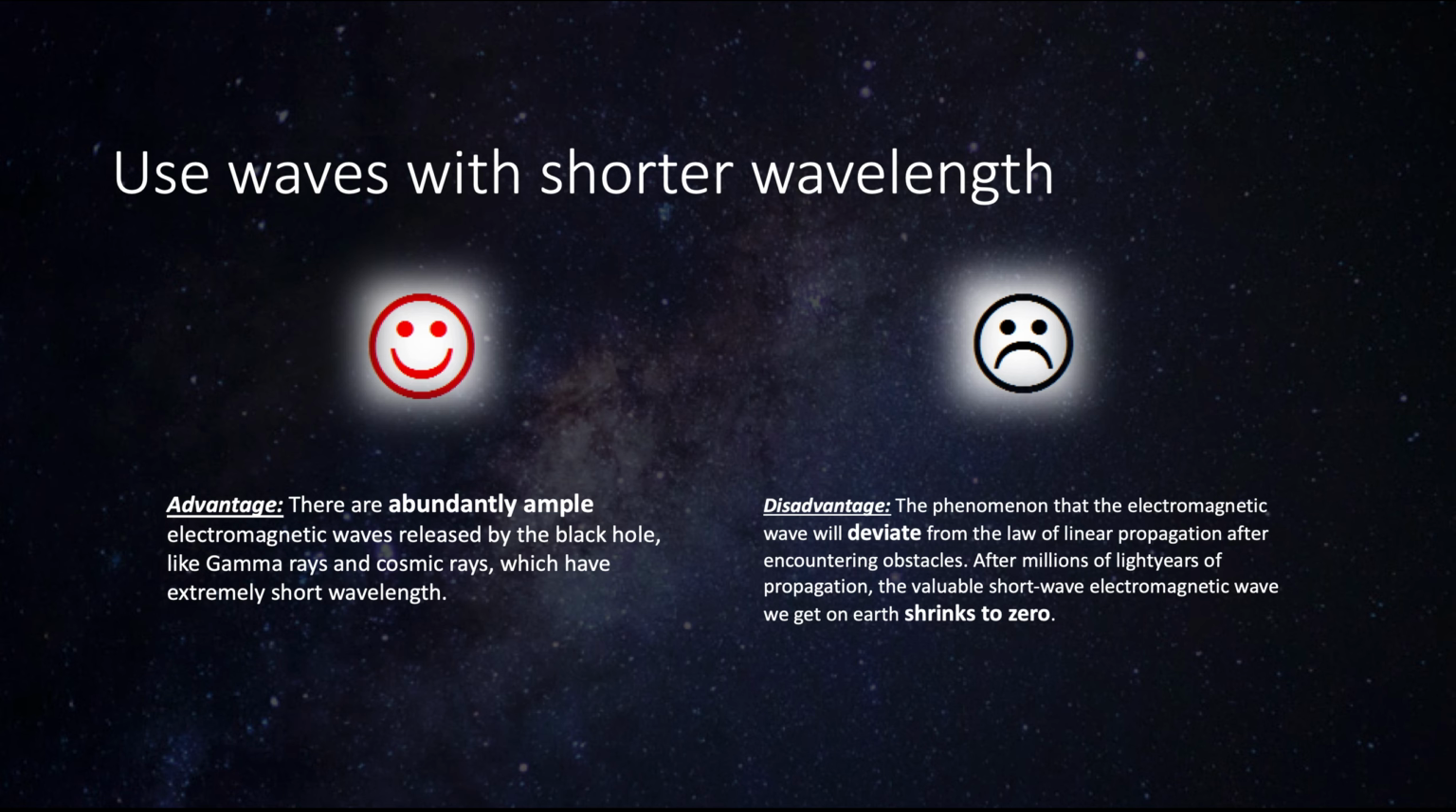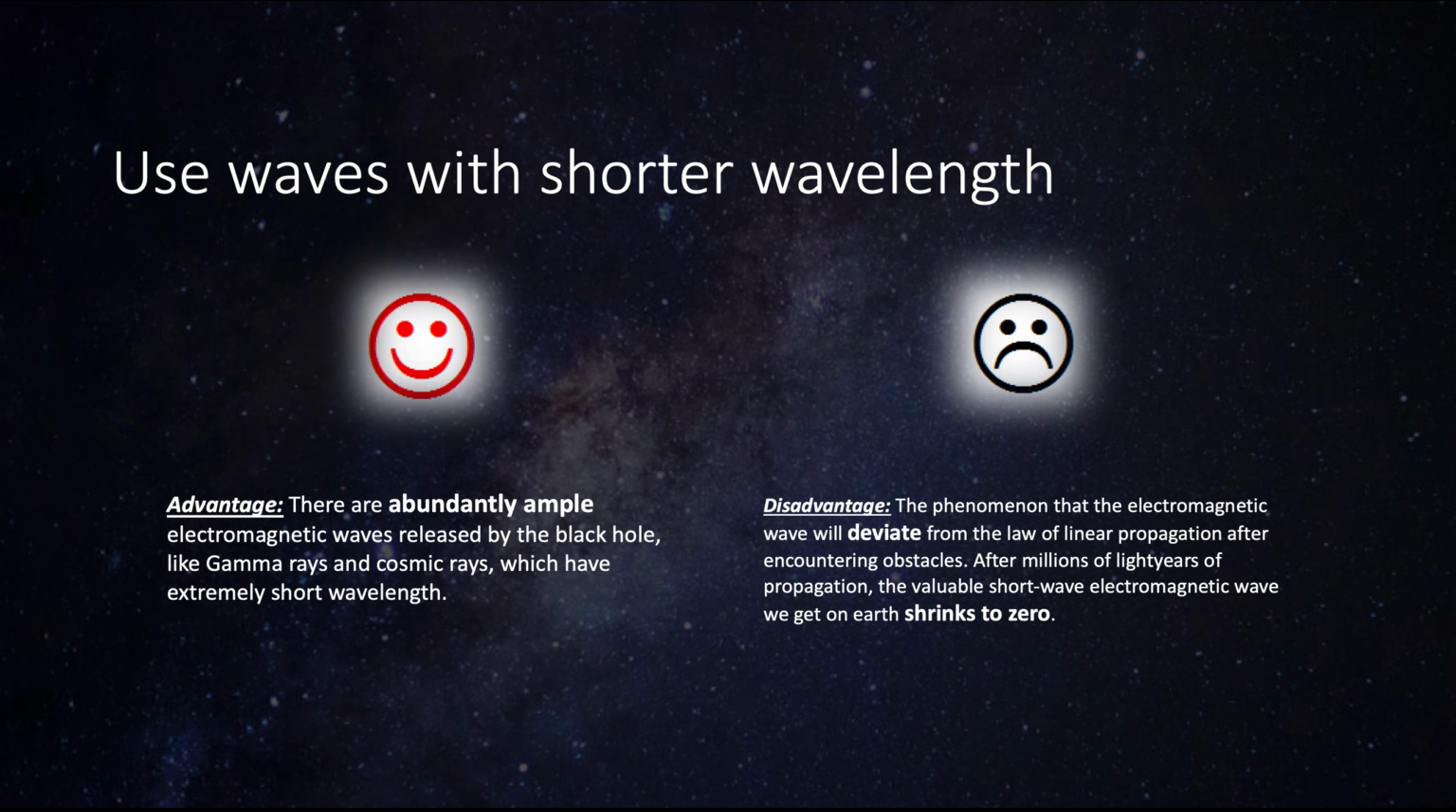First, the advantage is that there are abundant electromagnetic waves released by the black hole, like gamma waves and cosmic waves, whose wavelengths approach zero. But the disadvantage is that, due to the diffraction of the waves, electromagnetic waves with shorter wavelengths can be easily distracted and easily die down in the process of transmission.